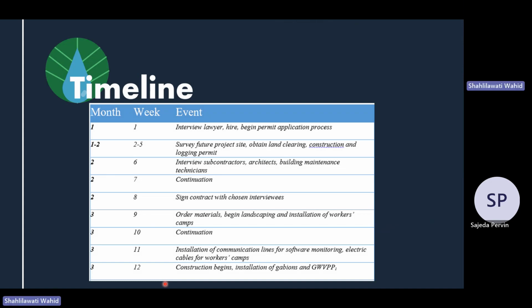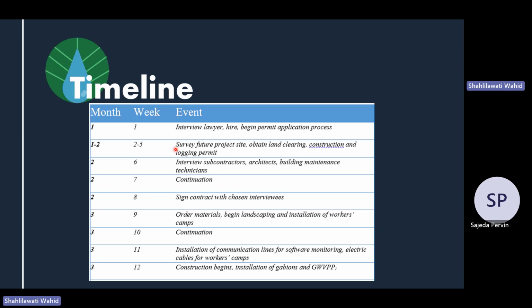Okay, this will be our timeline for the construction. We will take about 5 months to finish the GWPP process. In the first week, we will interview a lawyer to speed up the permit application process. And from week 2 to week 5, we will obtain the land cleaning, construction, and logging permits. We hope that we can get the permits in 3 weeks' time with the help of the lawyer. If not, we still have enough time for the upcoming construction.